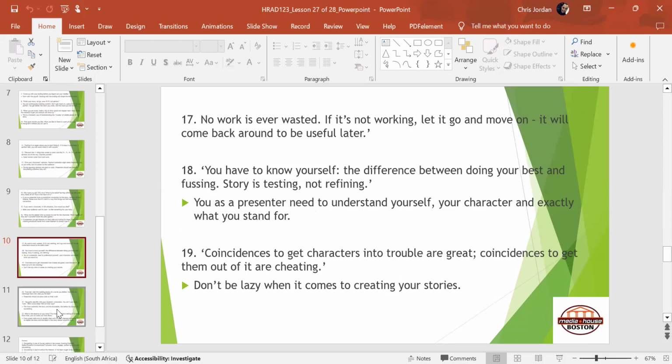Number 17, no work is ever wasted. So if it's not working, let it go and move on. The best thing you can take out of something that doesn't work is knowing at the end of the day that this never will work again.